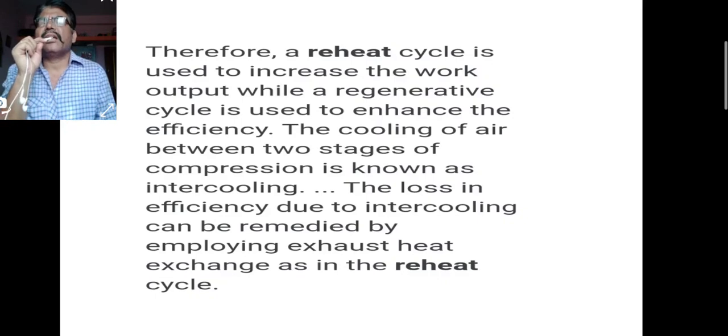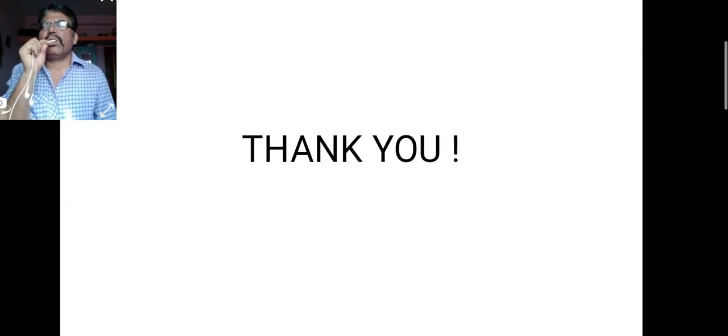Therefore a reheating cycle is used to increase the work output, while a regenerative cycle is used to enhance the efficiency. The cooling of air between two stages of compression is known as intercooling. The loss in efficiency due to intercooling can be removed by employing exhaust heat exchange as in a reheat cycle. So this is all about the methods of improvement of the gas turbine.